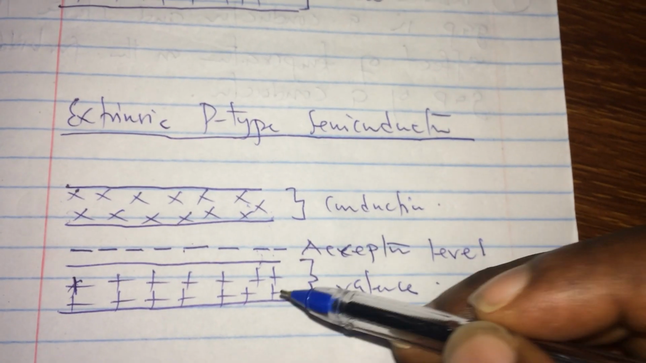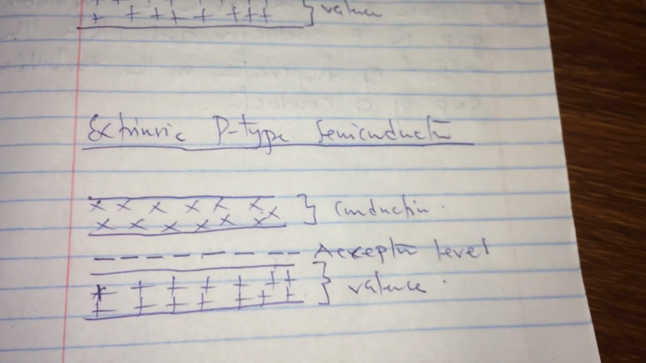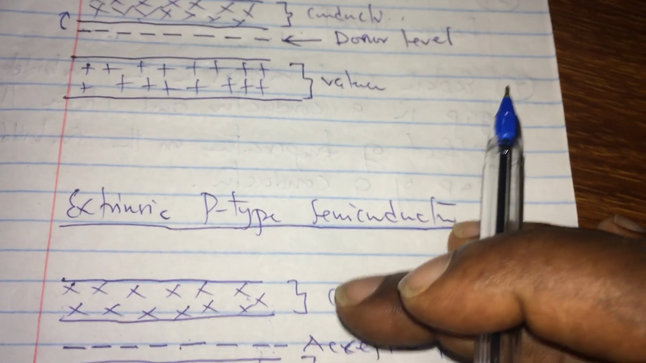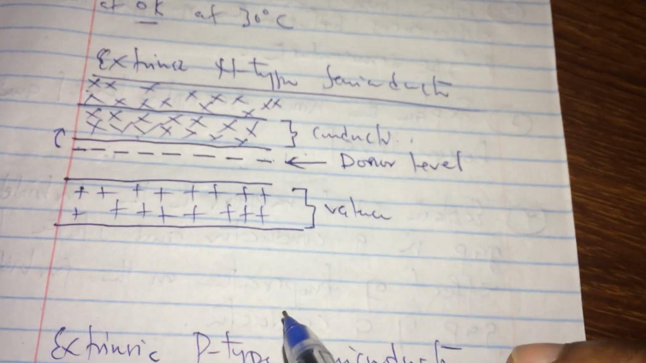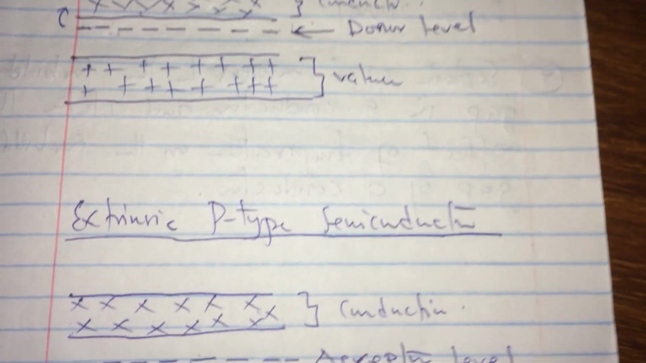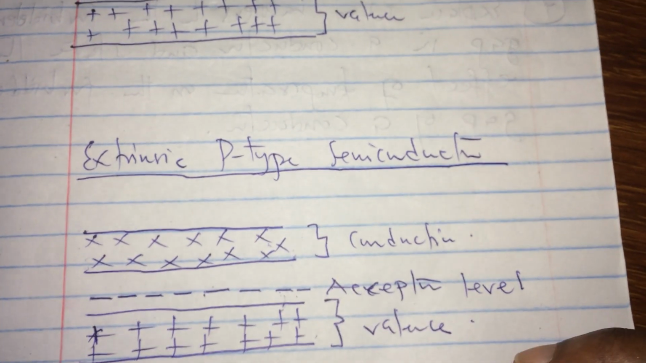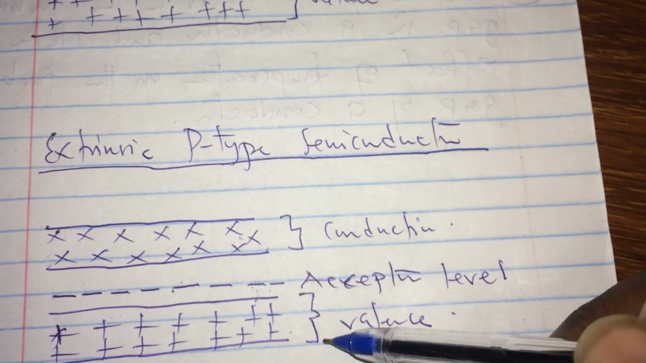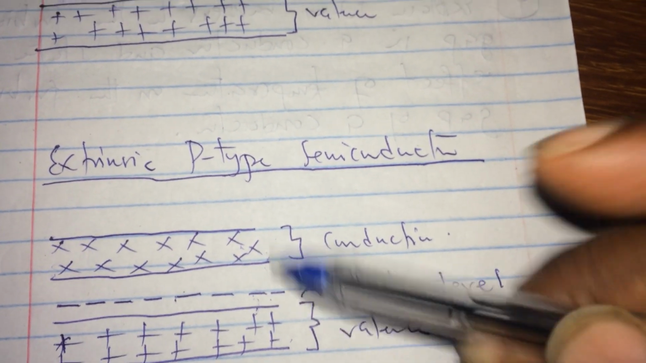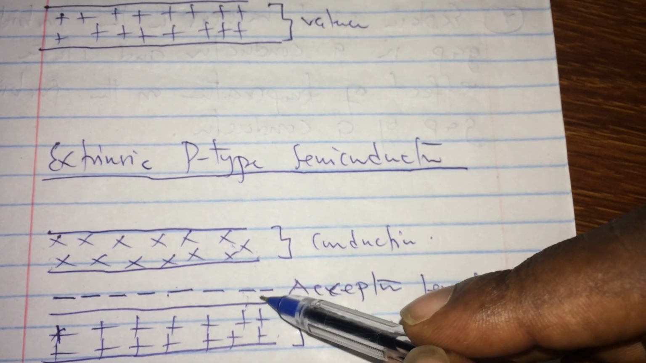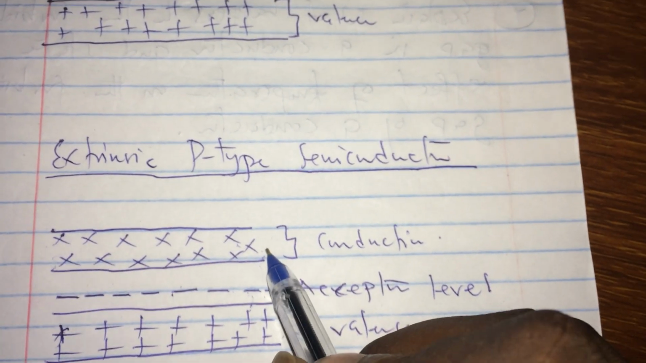Now the difference between this and this is that in both, there is a reduction in the forbidden gap, but the N type is much faster, or conducts more, than the P type. The reason is that for the P type, the acceptor level is closer to the valence band, and therefore it requires more energy for electrons to move from the acceptor level to the conduction band.